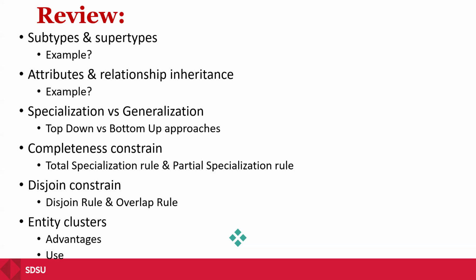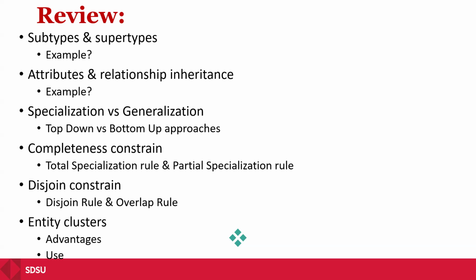Talked about completeness constraint, and within completeness constraint, we talked about total specialization rule versus partial specialization rule. Total specialization rule means that outside of the model, there is no other subtypes other than listed within the model exist. And partial specialization means that there are other subtypes that exist, but we do not include those subtypes into our data model. Talked about disjoint constraint, and within that we defined disjoint rule and overlap rule.